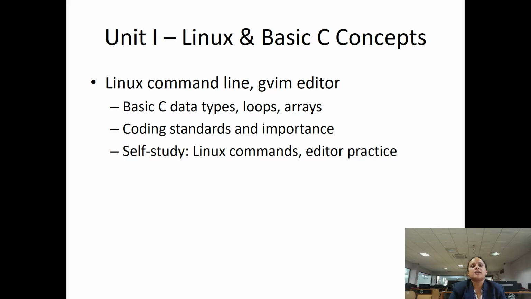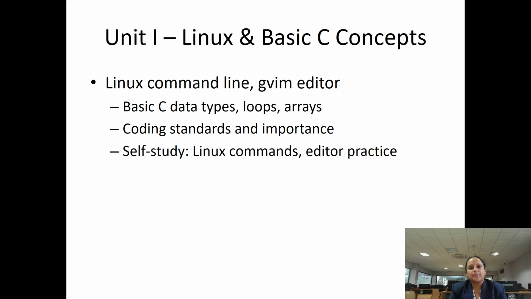All the basics of C must be known before you choose this open elective. In the first unit, you will have the Linux or the basic C concepts. So Linux command line: how will you be using the OS, and which OS will you be using? Say, is it Ubuntu or Fedora? These are the two main OSs which go into Linux programming.